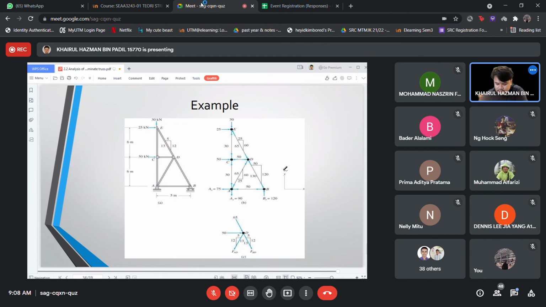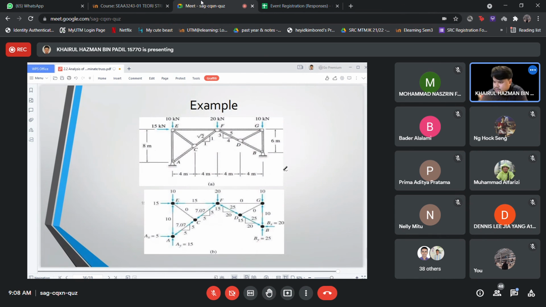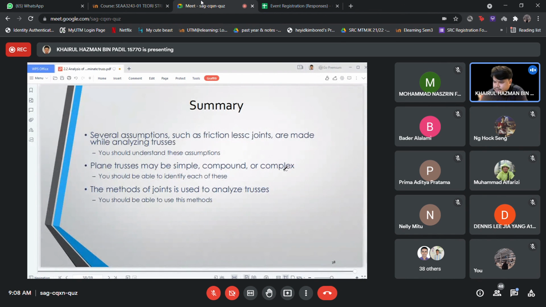I hope that your previous lecturer has already supplied you with the knowledge, the fundamentals of solving the truss. Okay. In summary, several assumptions such as frictionless joints are made while analyzing the truss. You should understand these assumptions. Plane trusses may be simple, compound, or complex. So you should be able to identify each of these. The method of joints is used to analyze trusses. You should be able to use this method. So the method of joints is by solving the members one by one at the joint, right?